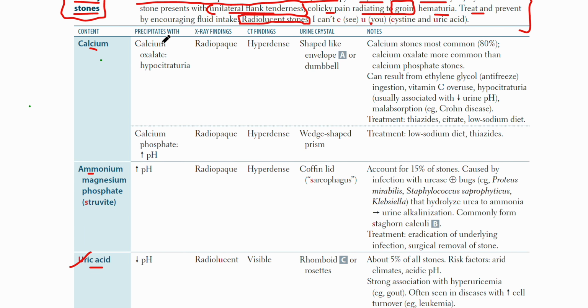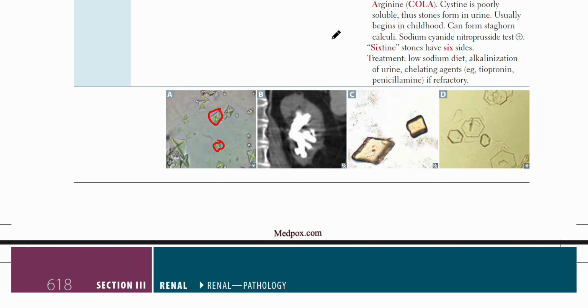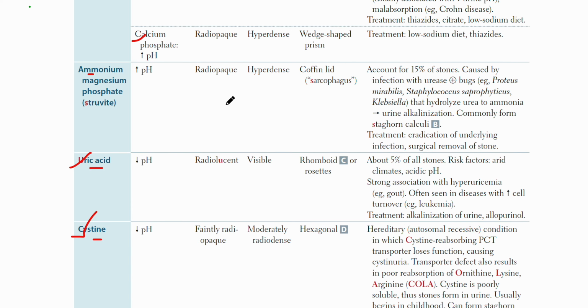Calcium has two types. One is calcium oxalate and the other is calcium phosphate stones. Calcium oxalate stones precipitate with hypocitraturia, and the findings are radiopaque, hyperdense, and, very specific here, shaped like an envelope or dumbbell. Let's see the figure here. You can see this is shaped like a dumbbell, or like an envelope, right? It looks like an envelope. That is how it looks.